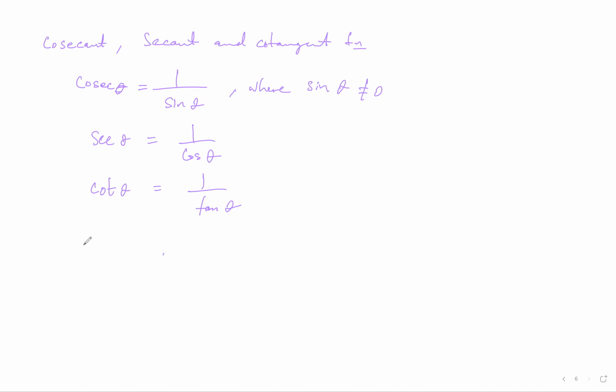We do cotangent 4 pi over 3. No, what is it? Oh, sorry, it's cotangent 330. So this is from your example 9.